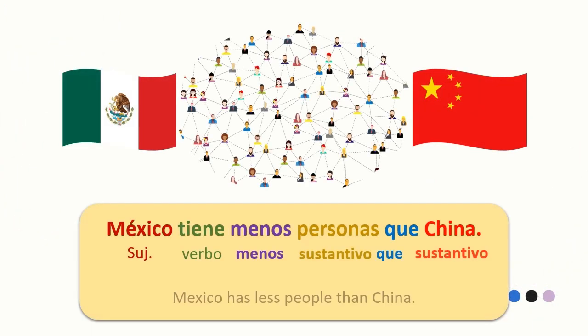Next, using the negative structure, we have the following example. México tiene menos personas que China. The subject here is México.